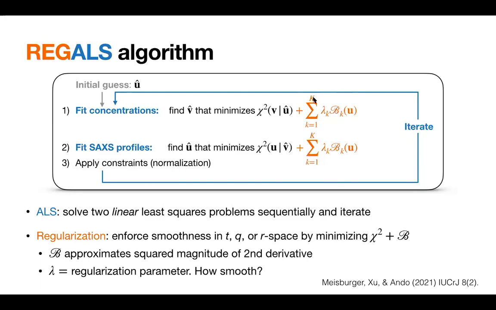Now, there are some other terms here that we're minimizing in addition to chi-squared. These are the regularization terms, and these are included in order to enforce smoothness in either time or Q or R space. And these functions B are approximating the squared magnitude of the second derivative of the basis vector. So by minimizing B, you make the basis vector smooth. And then each component has a regularization parameter lambda associated with it. And the magnitude of lambda determines how smooth that thing wants to be.